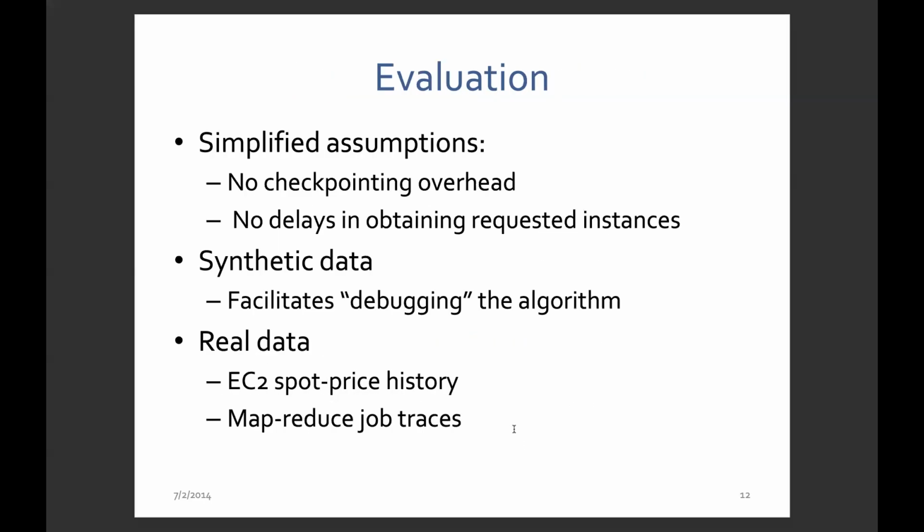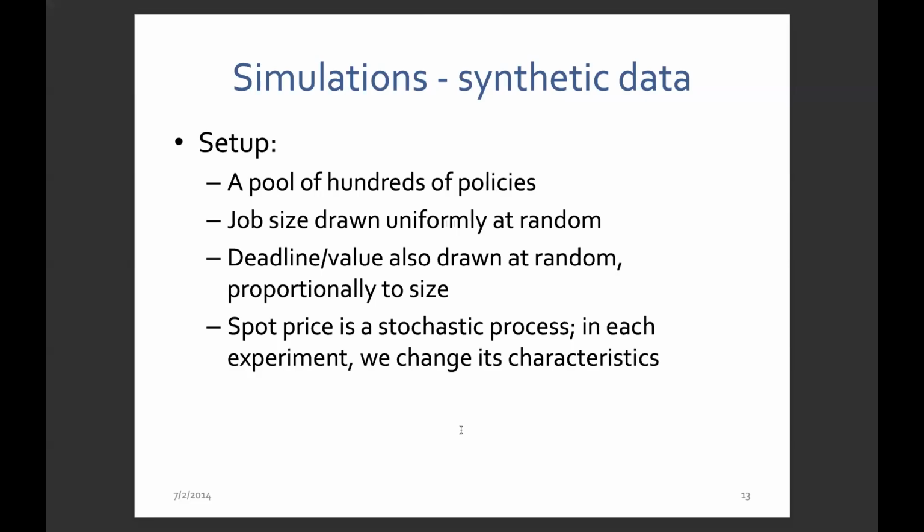In the evaluation, for the sake of simplicity, they did not use the checkpoint overhead, and they did not consider the delays encountered when switching from one Spot instance to another Spot instance, or from a Spot instance to an on-demand instance. They simulated two kinds of data. One is synthetic data, which facilitates debugging of the algorithm, and the other is real data, taken from EC2, the Amazon spot pricing history, along with MapReduce job traces.